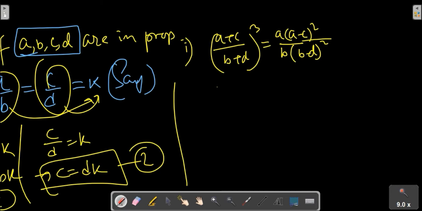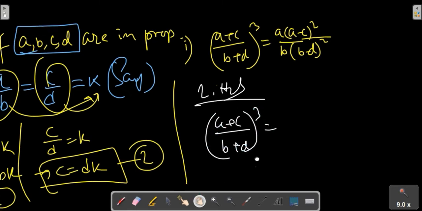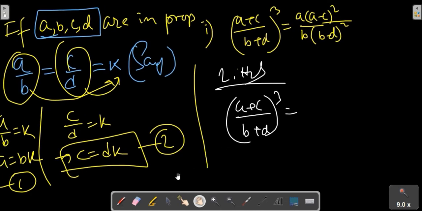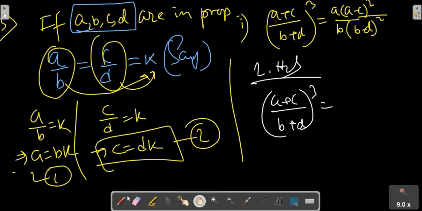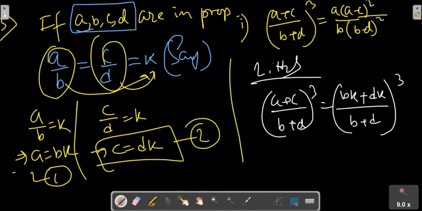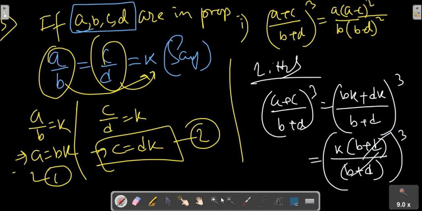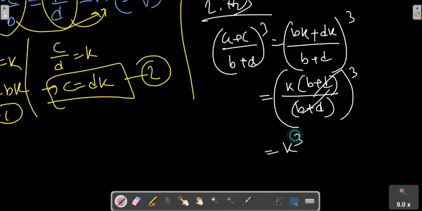Now if I see the LHS part, in LHS they have given (a plus c) and (b plus d) whole cube. Now keeping the right hand part in our mind, we will try to show. So first of all, let us put some values here, like a plus c. a is equal to bk, so I'm just putting bk over there, and c is equal to dk, so I'm just putting dk over there. And divided by b plus d, it was given whole cube. So in the numerator I want to take k common, so b plus d will be left, and at the bottom the b plus d was only there, so we can cancel them each other, right? So I'm getting now k cube. So we have got k cube now.